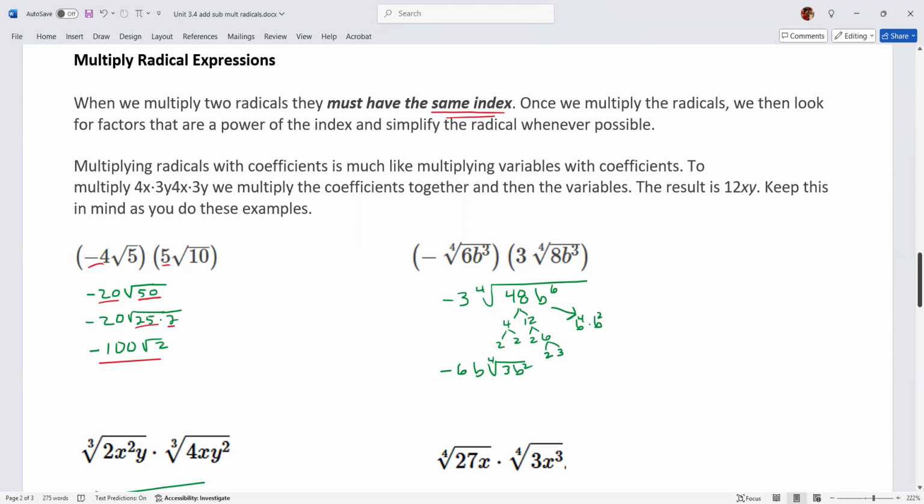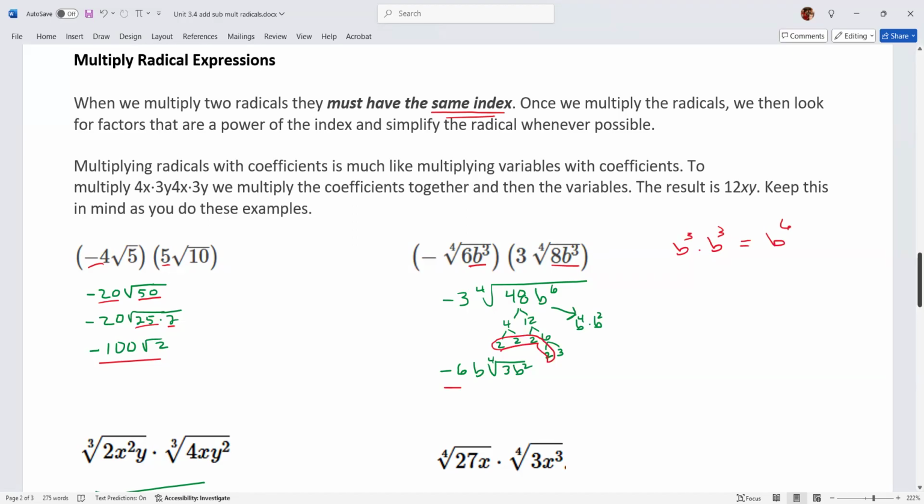Okay, same thing here. They're both fourth roots. So by themselves, I can't simplify them, but if I multiply 6b cubed times 8b cubed, I get 48b to the sixth. Remember, when we multiply exponents b cubed times b cubed, we add those exponents, giving us a b to the sixth. And then we do the same breakdown, right? 48, if you break it down, you're going to end up with 4 2s right here. So that means a 2 will come out and multiply that -3 out front, giving us the -6.